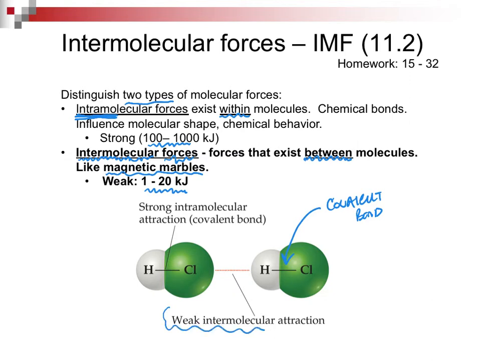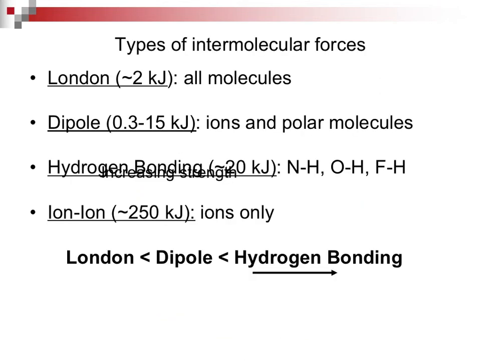Well, if you see down here, it says weak intermolecular attraction. And what it is, that dotted line. These aren't real lines, but they're forces of attraction. So there are 4 kinds of intermolecular forces. The first of them is called London. We'll talk more details in the next section. They run about 2 kilojoules, and every single molecule has them.